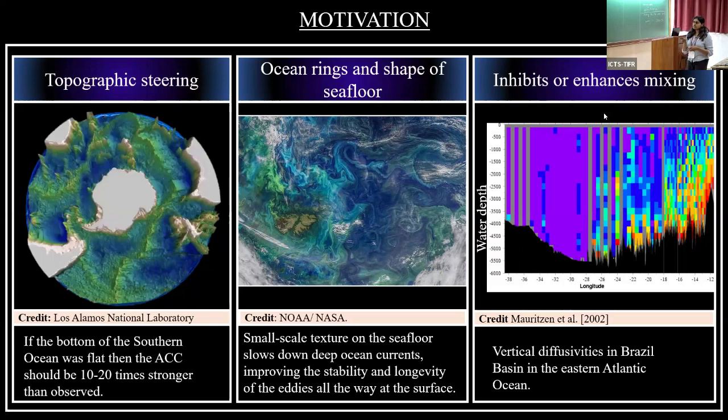For example, in the Southern Ocean, if the topography under it was flat, then the ACC would have been 10 to 20 times stronger than what is observed. Another motivation is that most of the ocean rings, which are long-lived and range from some tens to hundreds of kilometers, persist in the ocean for a long period of time. The reasons were unknown because topography was not taken into consideration in their studies.